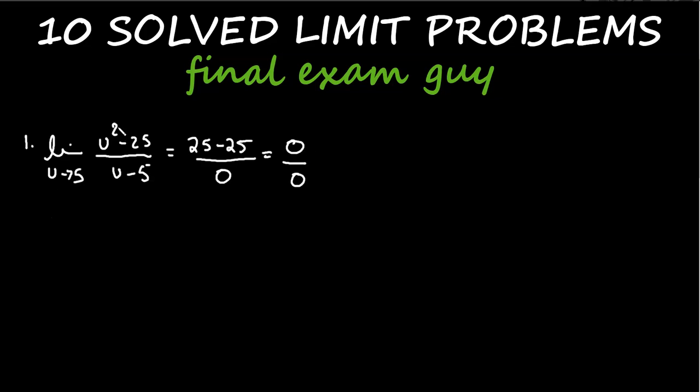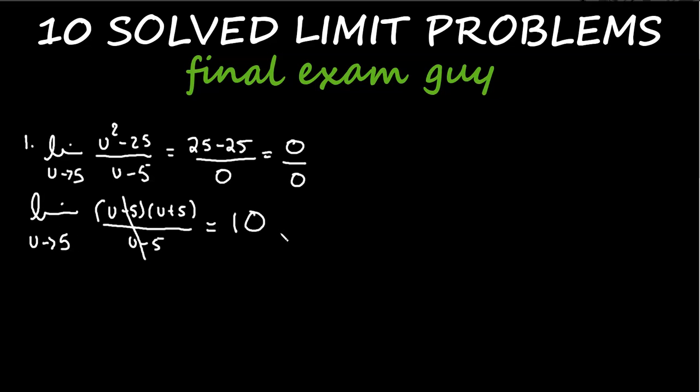We've got to manipulate this original expression so that we can actually get an actual number. You see that the numerator looks very factorable. So if we go ahead and factor it out, it changes to u minus 5 times u plus 5, over u minus 5. Now we can cancel this out, and if we plug in our limit now, we get a real number, 10.